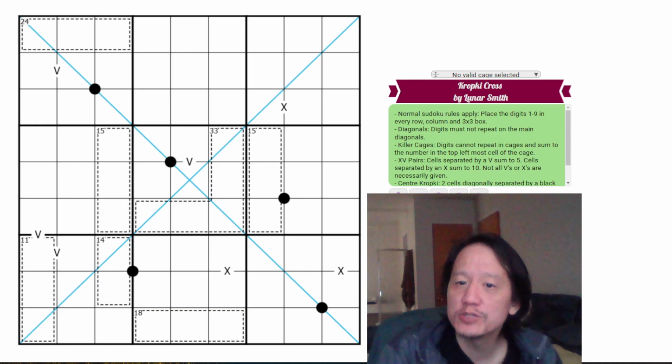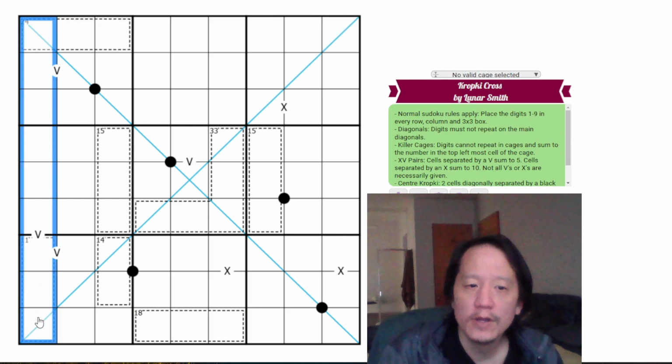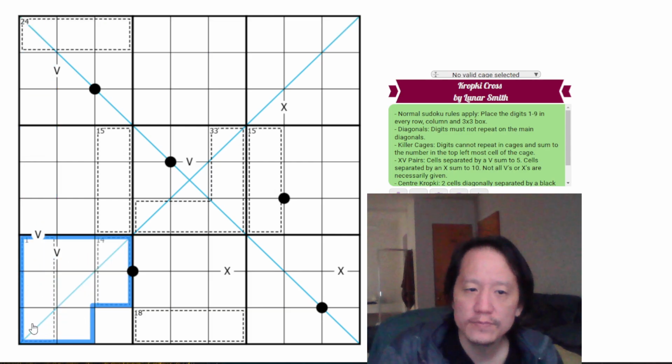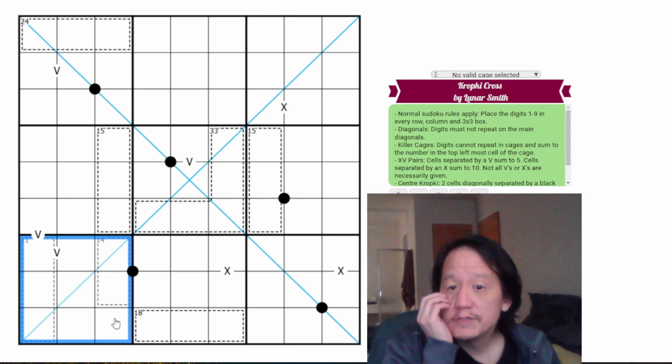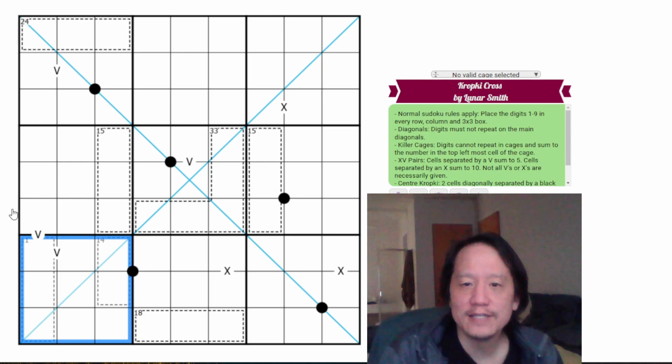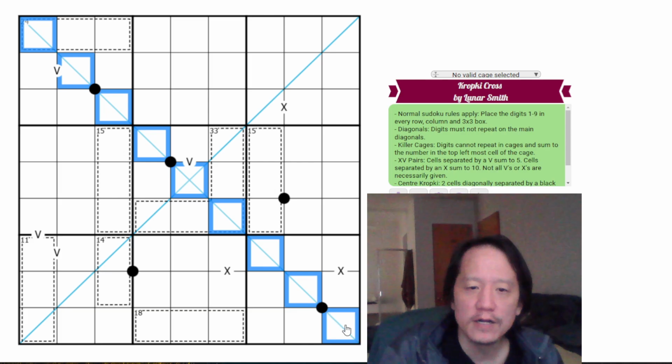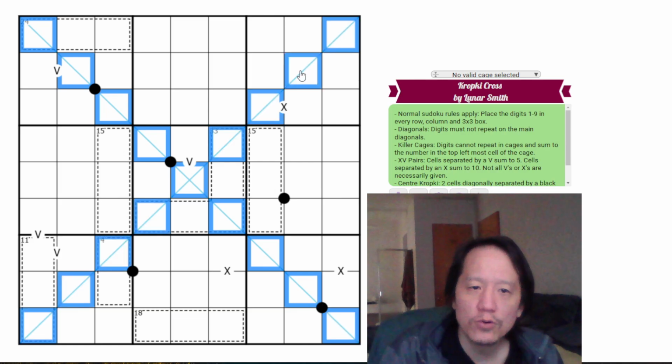Cross by Lunar Smith. And here are the rules. Normal Sudoku rules apply. Place the digits 1 through 9 in every row, column, and 3x3 box. Diagonals. Digits must not repeat on the main diagonal, so you cannot have repeats on this diagonal or that diagonal.